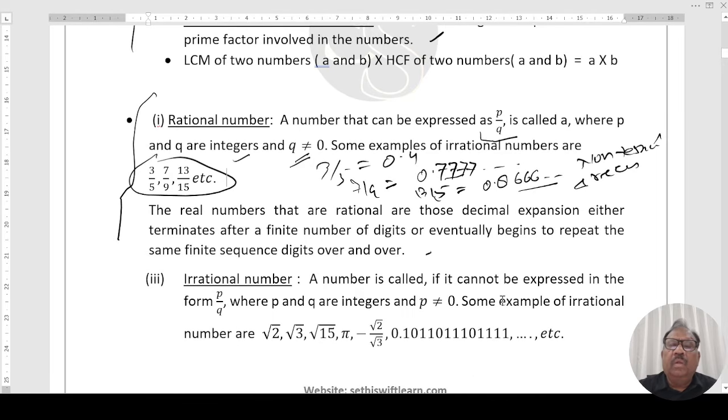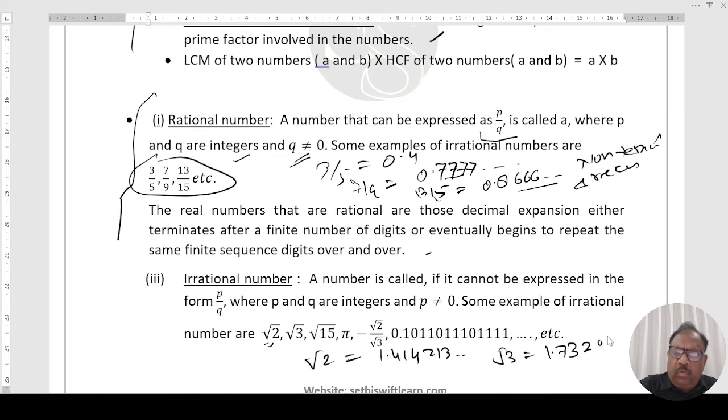Irrational number: a number is called irrational if it cannot be expressed in the form P by Q. Some examples of irrational numbers are root 2. The value of root 2 comes out to be exactly 1.414213 and it does not repeat further. Similarly, root 3 comes out to be 1.73205 and it will not be recurring.